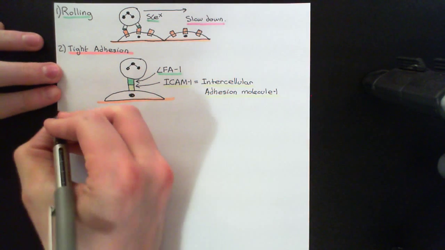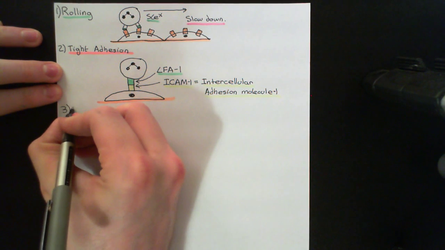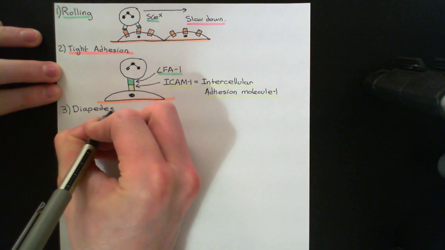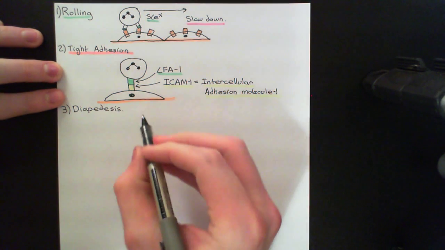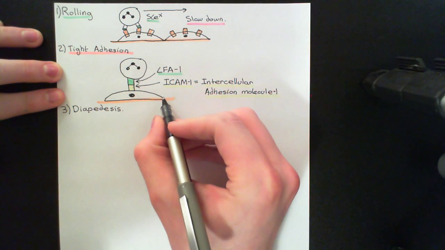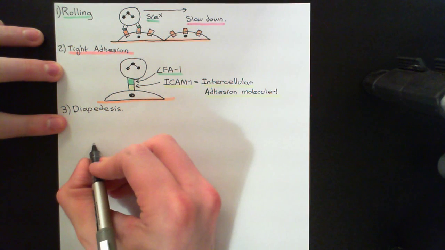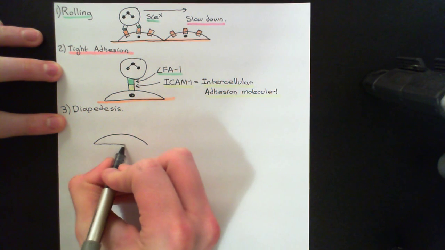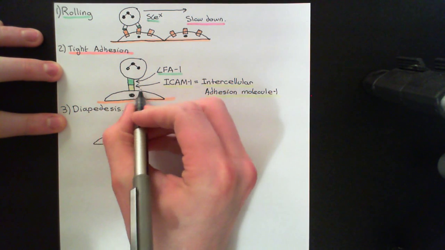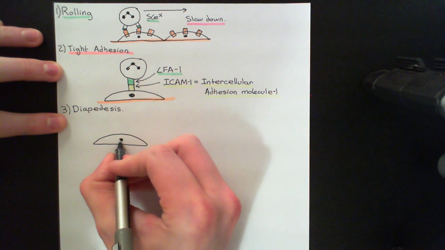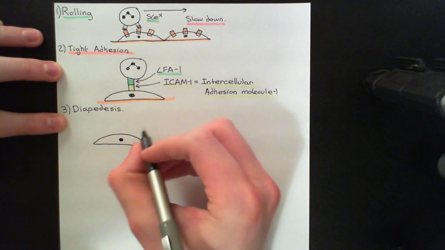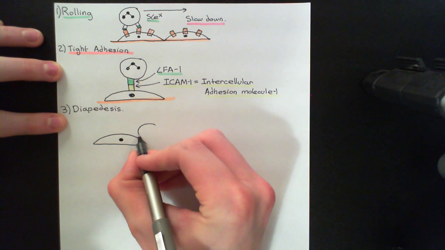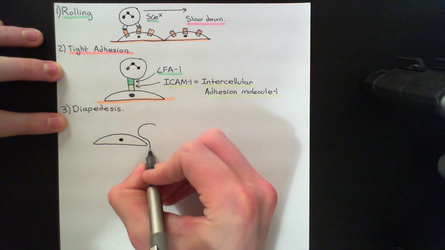After that's occurred, the third part of the process is what's known as diapedesis. Diapedesis is the fancy name for the process where the leukocyte squeezes through the gaps between the endothelial cells, under the guidance of molecules on the surface of the endothelial cells. So once this tight adhesion is formed, the endothelial cell is now going to help the leukocyte, in this case the neutrophil, to get through the gap between the endothelial cells.